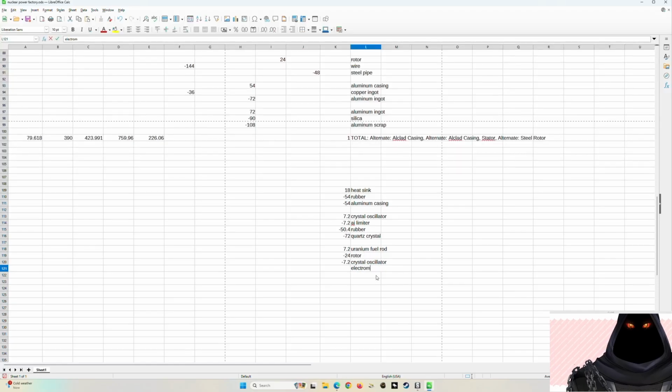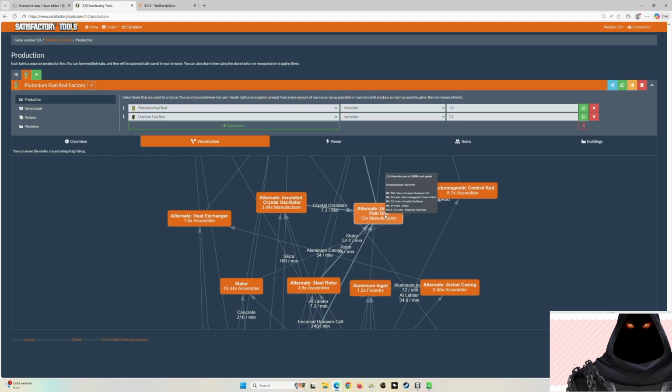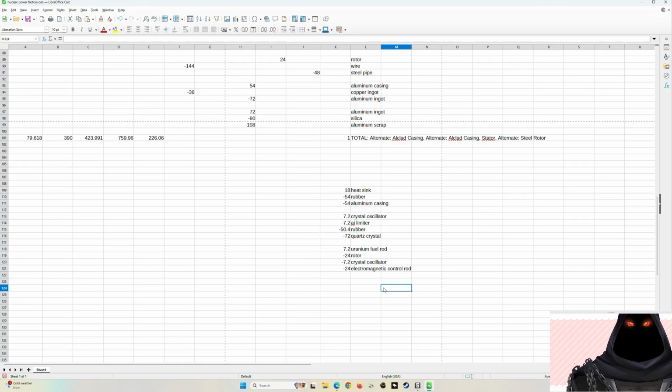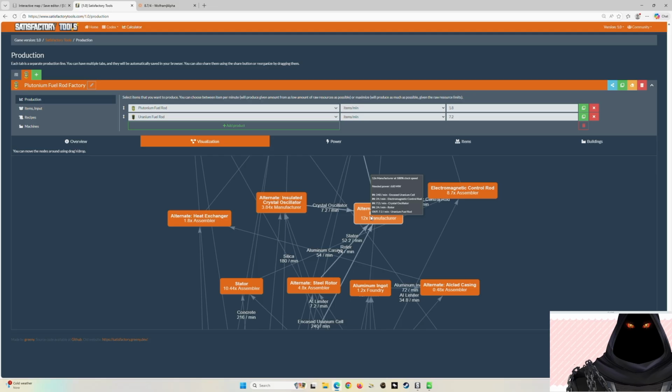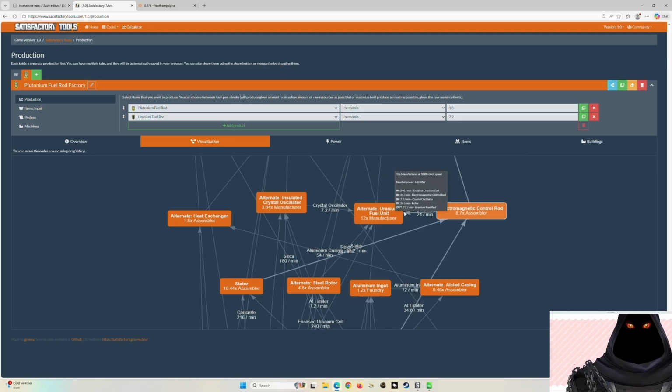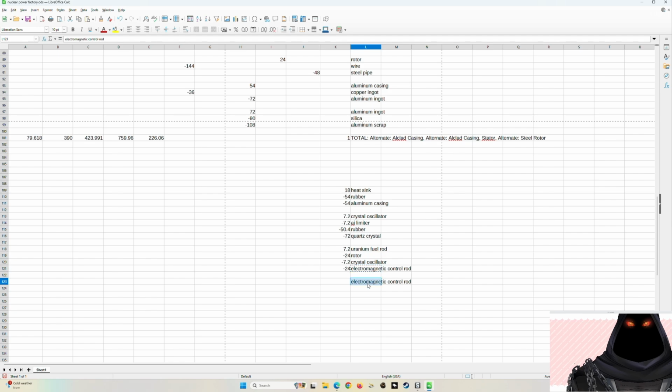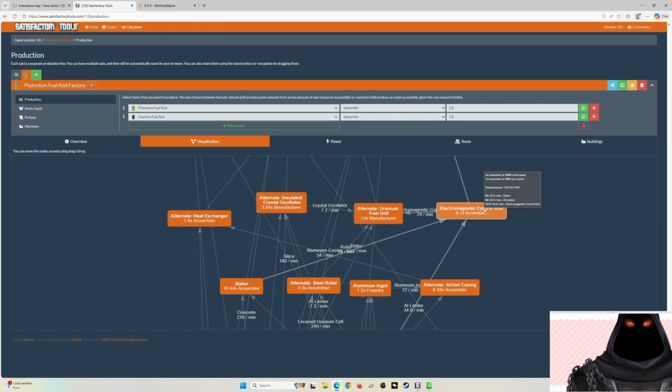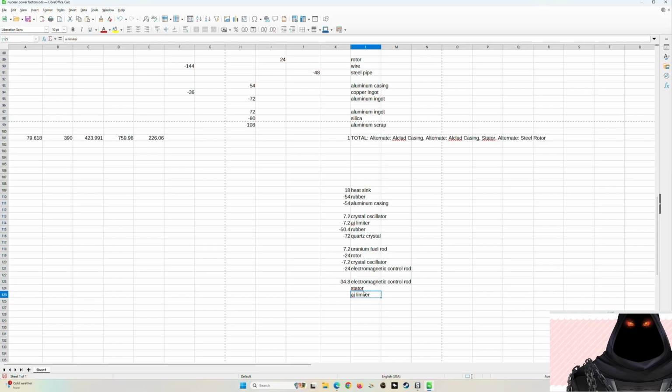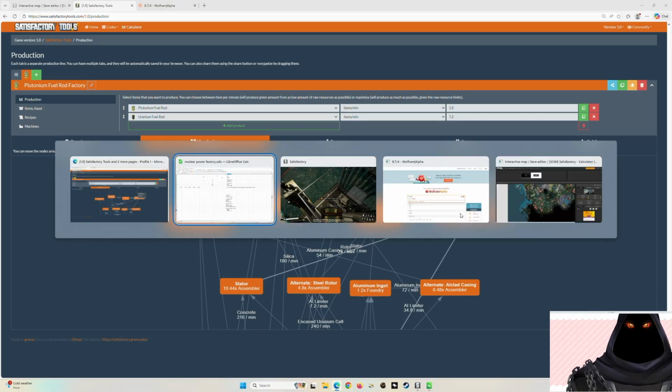Have magnetic... control rod. Okay, perfect. And then we have electromagnetic control rods, which consume stators and AI limiters. So we have 34.8 electromagnetic control rods.